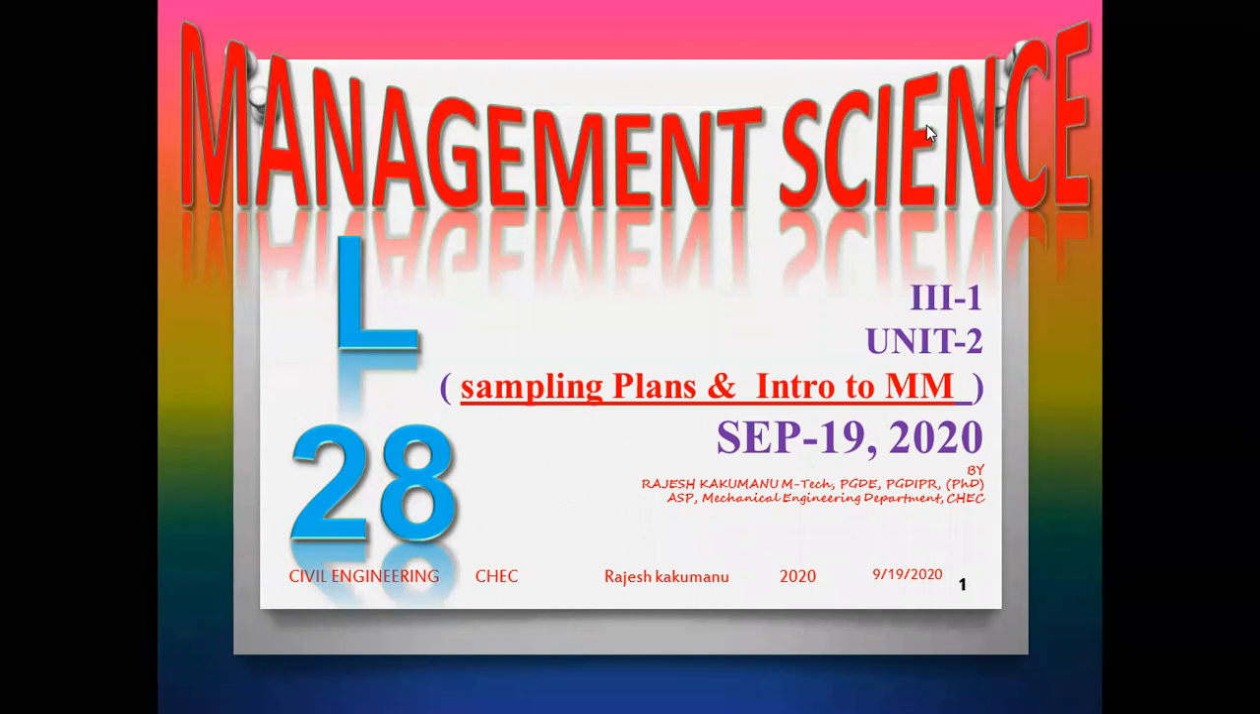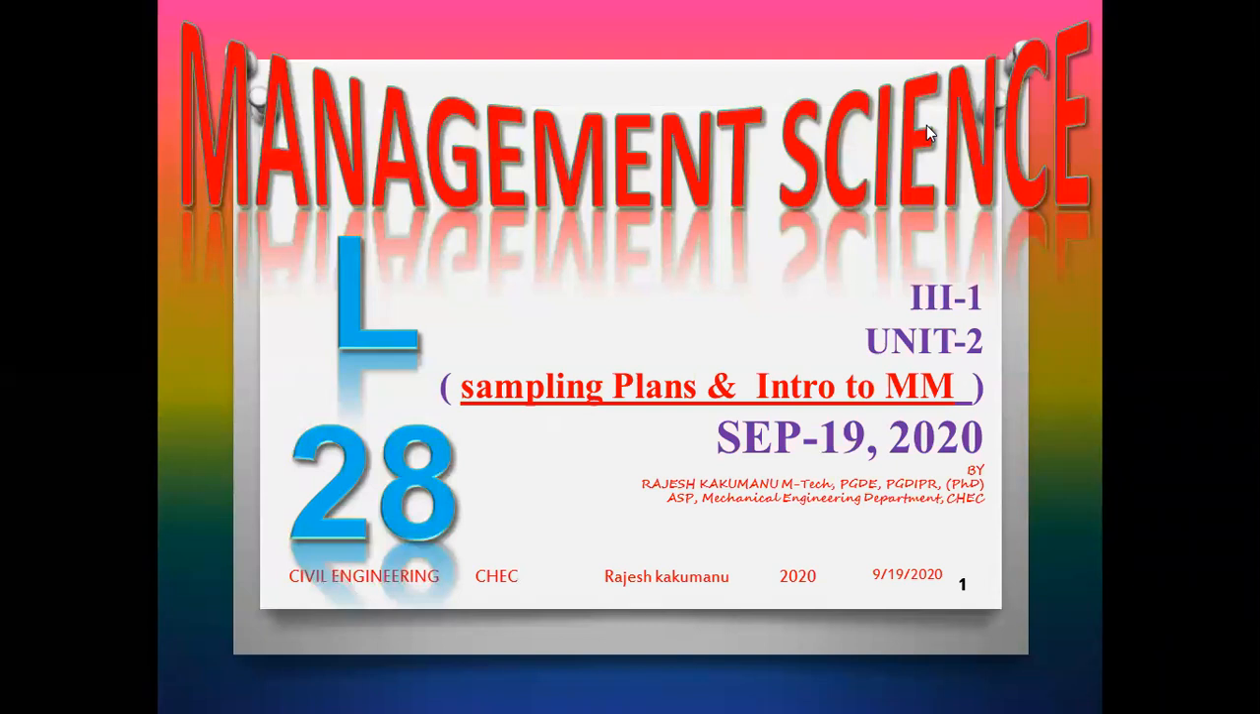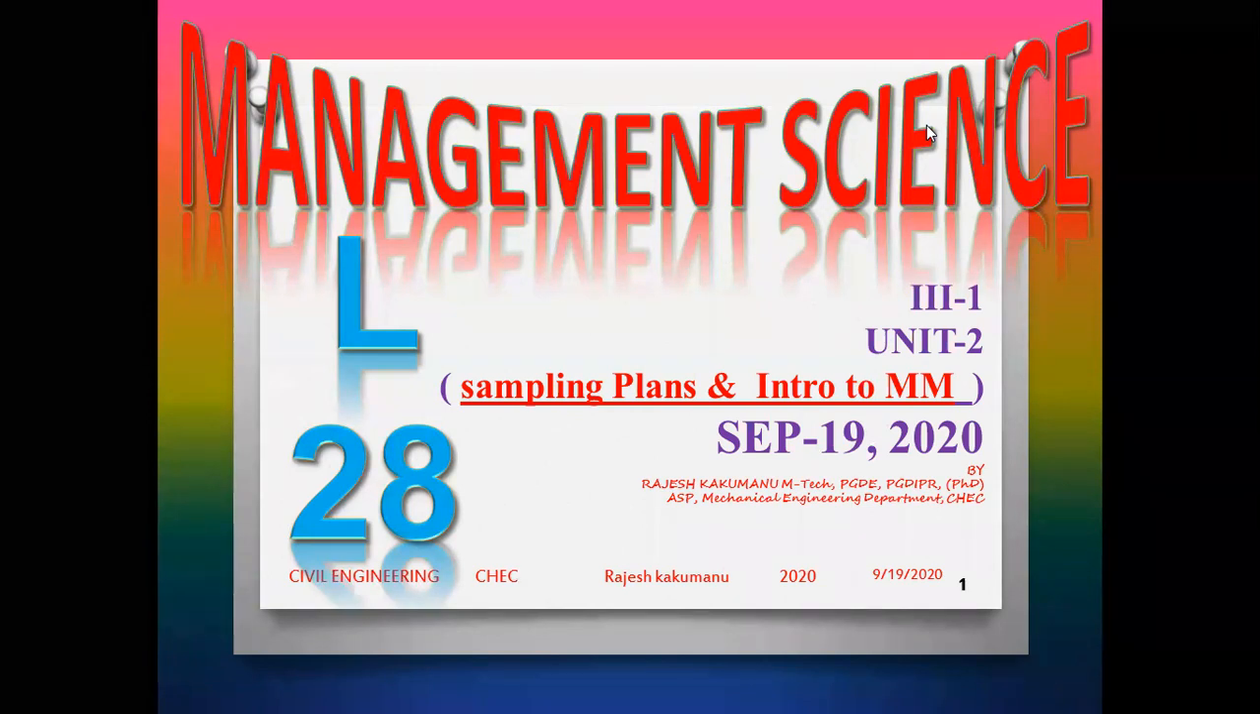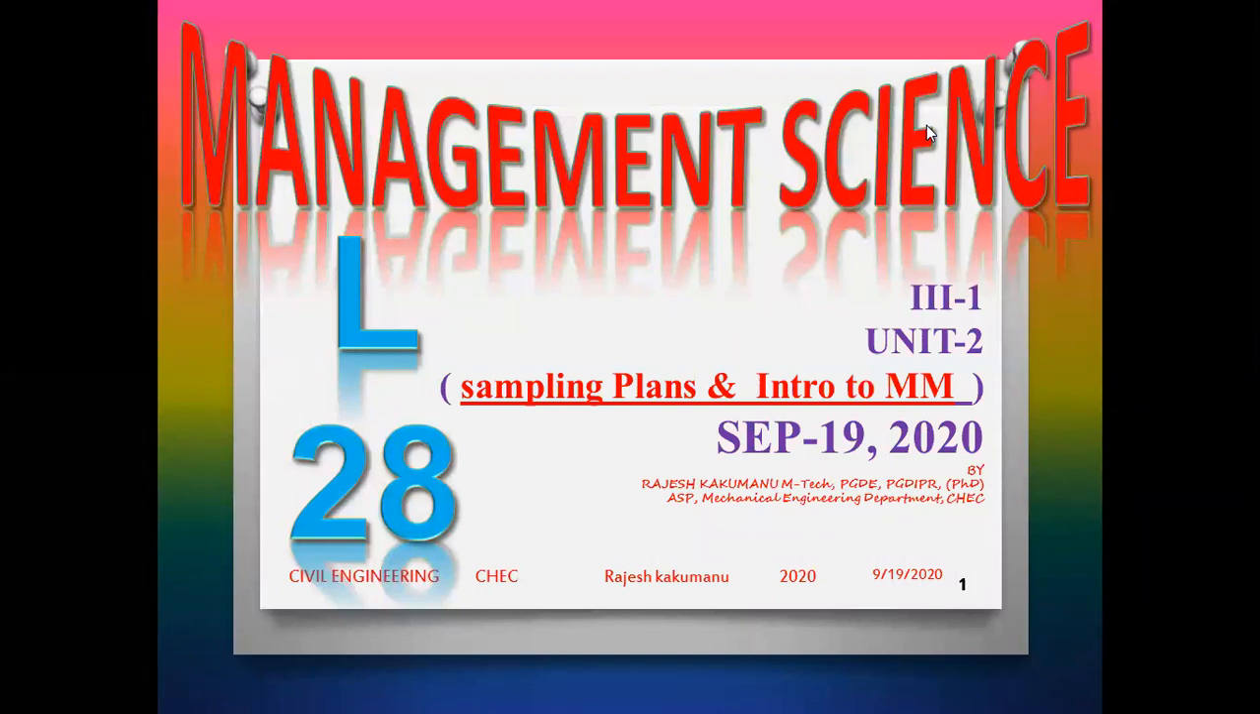In the last class, we discussed control charts, the four types of charts: X bar chart, R chart, P chart, and C chart, their formulas, and how to solve problems for these control charts. Next, we saw the types of inspection.